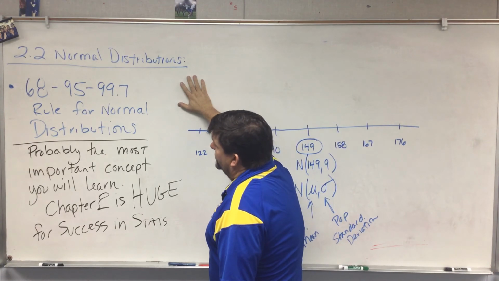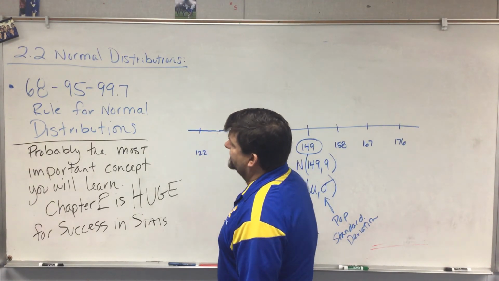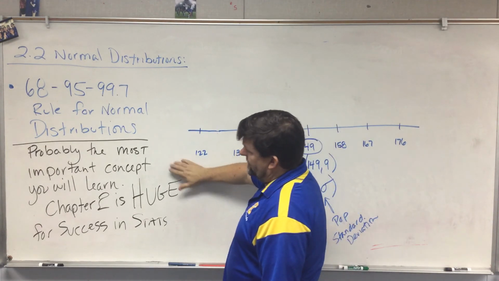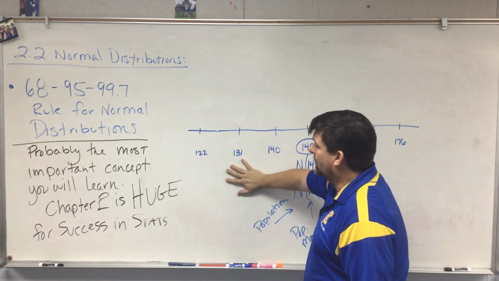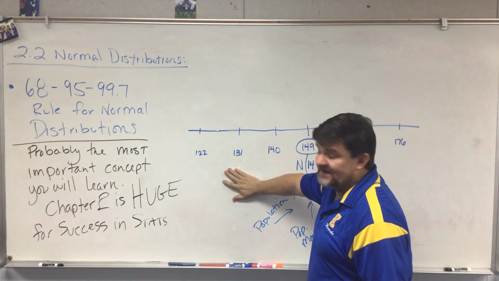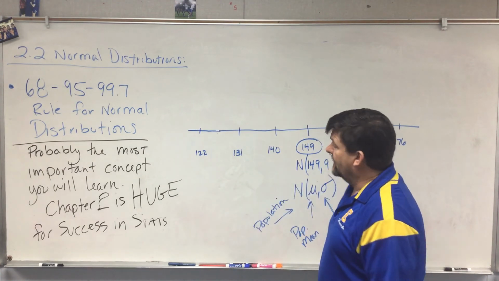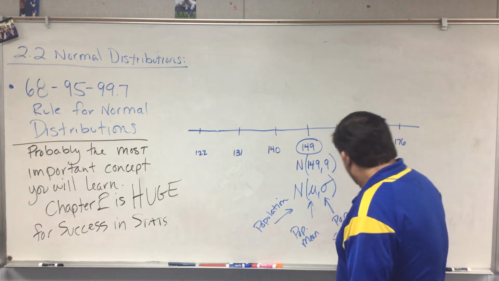It's going over what's called the 68, 95, 99.7 rule for normal distributions. I'm going to tell you this is probably the most important concept you will learn. And chapter 2 is huge when it comes to success in stats. So chapter 2, if you haven't been taking it seriously, you probably need to get on the ball and really get after it. So let's look at this.